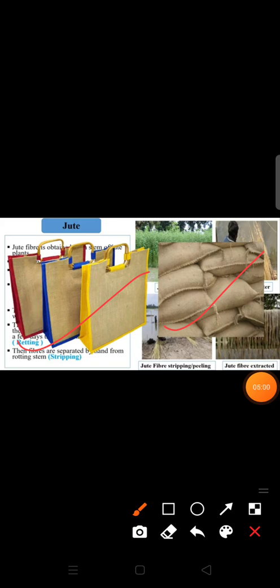And these jute seeds are sown in March or April during the rainy season. So this is all about jute.